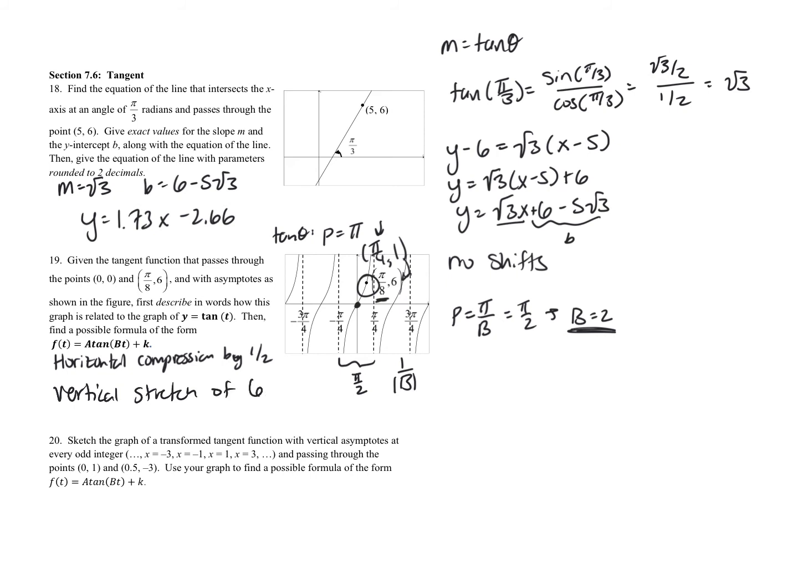All right. On to question 20, we want to sketch a graph of a transformed tangent function with vertical asymptotes at these values of x, passing through the points (0, 1) and (0.5, -3). And then we can use that graph to find a possible formula. Actually, back to 19, I forgot to write the formula. So just putting everything together, we had a vertical stretch of 6, so that's going to be the number out front. And then that horizontal compression, I remember our b was 2, so we're going to get that 2x, and then no shifts. So that'll be our formula there.